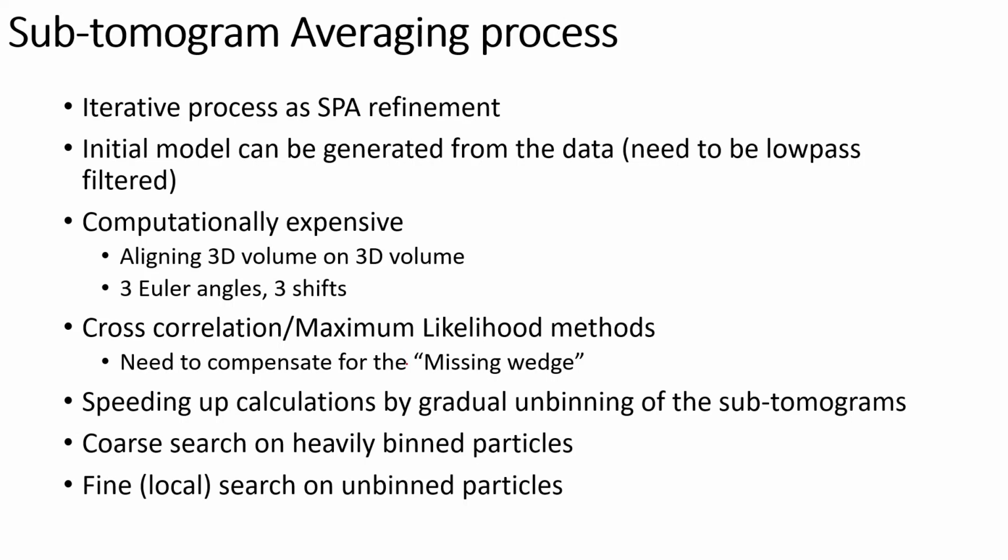One other thing that we have to take into account is that for all these techniques, for the cross-correlation and maximum likelihood methods, we need to compensate for the missing wedge artifact, the missing wedge effect. Because if we would do only cross-correlation based on our uncompensated data, then the missing wedge in the Fourier space would correlate the most, and all our particles would not be aligned by the information outside the missing wedge, but by the missing information inside the missing wedge.